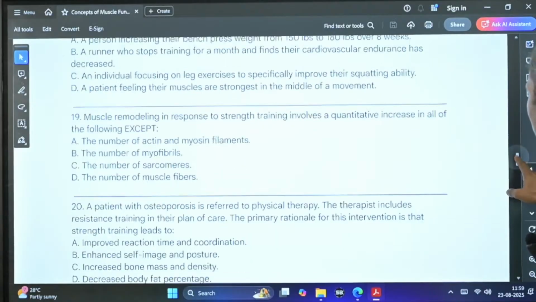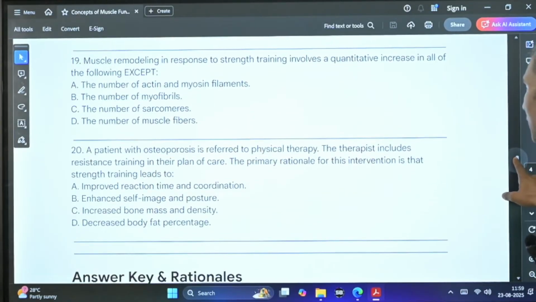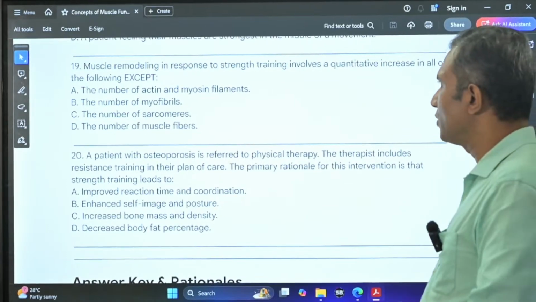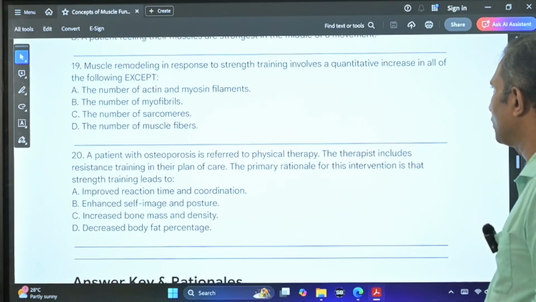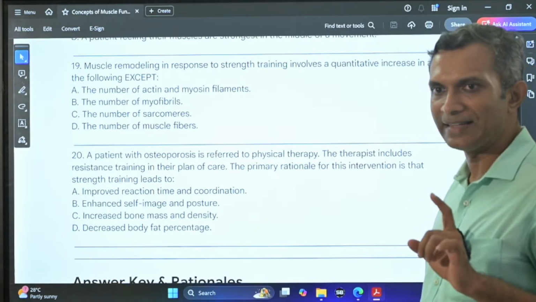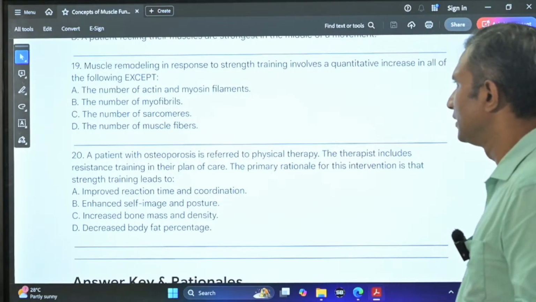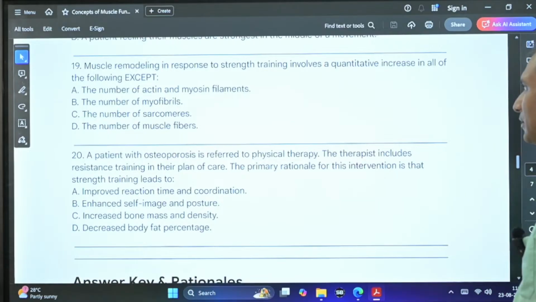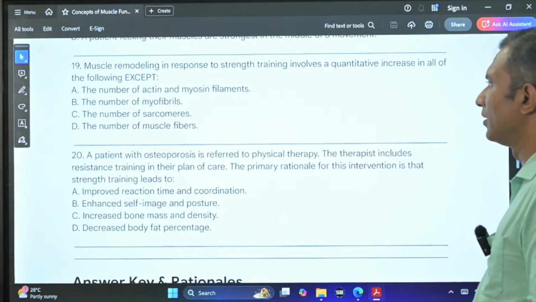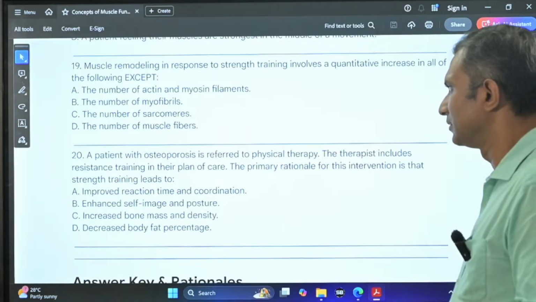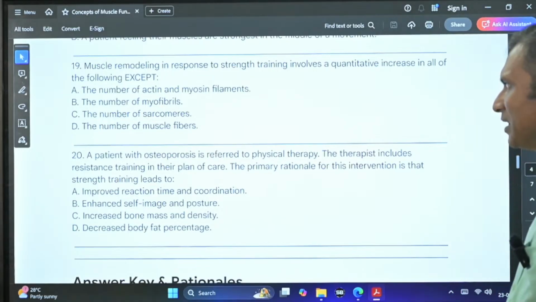Okay, coming to question number 19. Muscle remodeling in response to strength training involves a quantitative increase in all of the following except the number of actin and myosin filaments, the number of myofibrils, the number of sarcomeres, the number of muscle fibers.